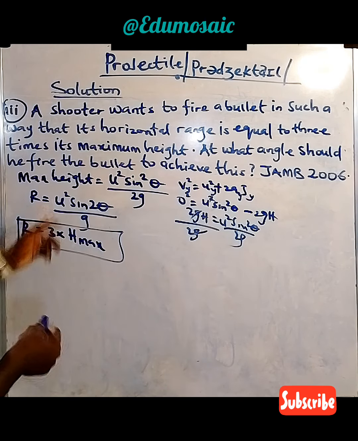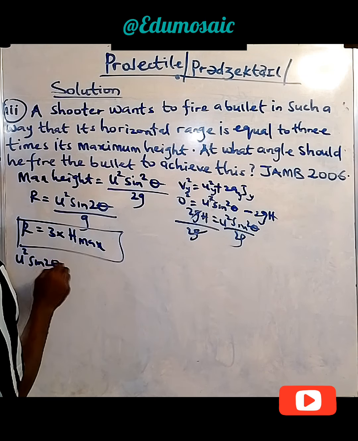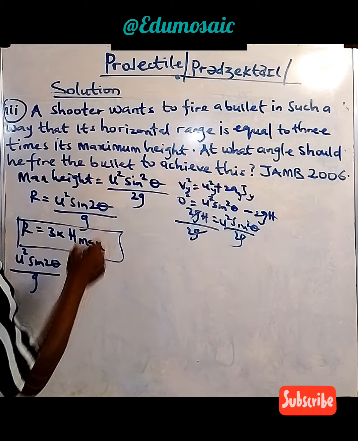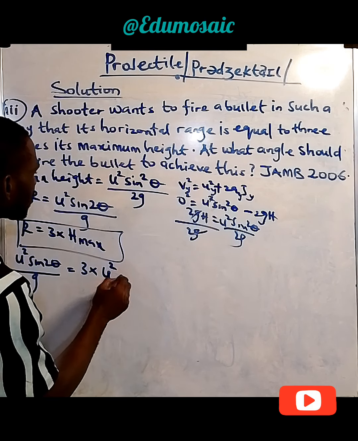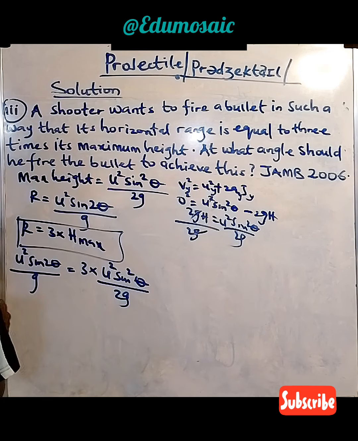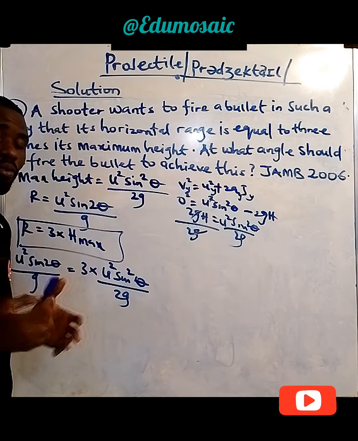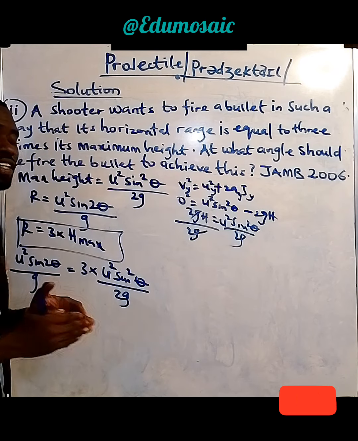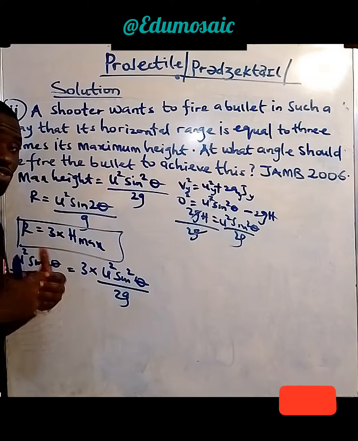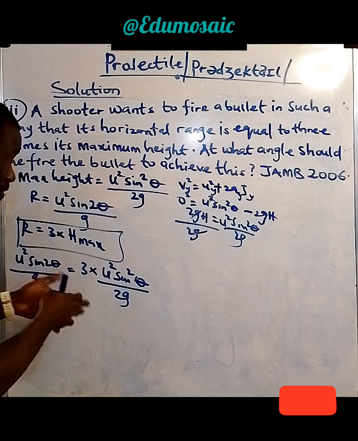So what's the formula for range? Range is u squared sine 2 theta over g. You've got 3 times, what's the max height? Max height is u squared sine squared theta over 2g. Now, this is very simple. Before we carry on, it's very important for you to have the basic knowledge of trig identities. I said it in the previous lesson. If you don't understand trigonometry, to a large extent you find it very hard to understand what we're about to do right now.